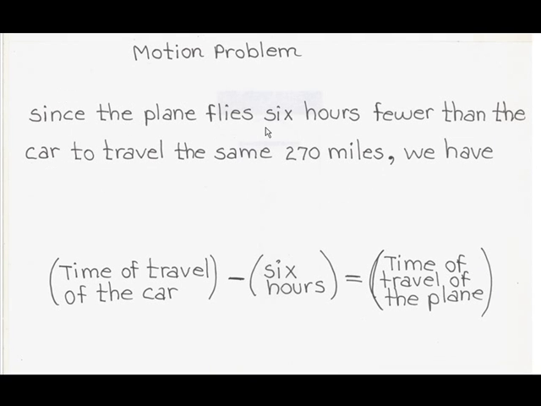Now, since the plane flies 6 hours fewer than the car to travel the same 270 miles, we have the following word equation. Time of travel of the car minus the 6 hours gives us the time of travel of the plane. So whatever the length of time that the car traveled, if we subtract 6 hours from that time, that will tell us the length of time that the plane traveled the same exact 270 miles.